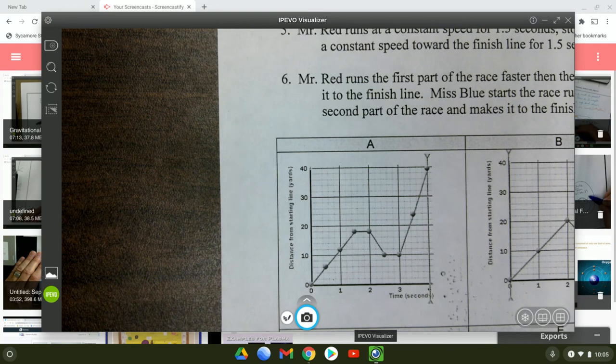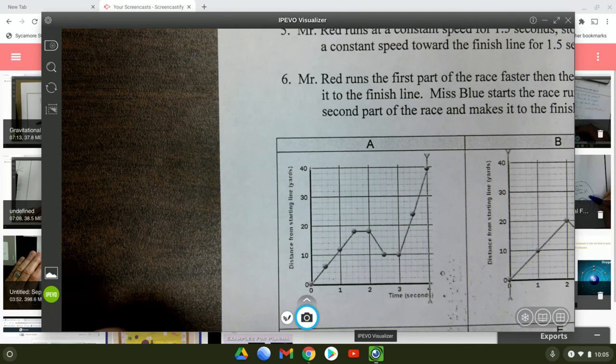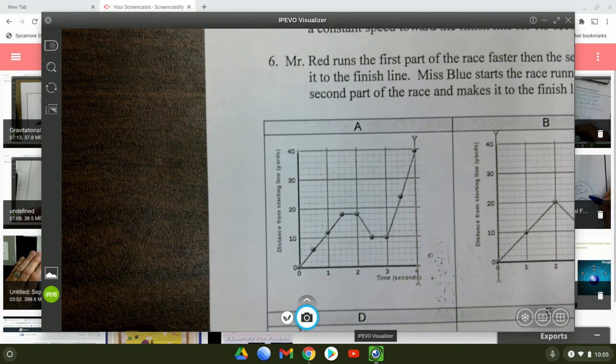Today, we are going to go over distance time graphs. Basically, it's a motion graph that shows you what a graph would look like if a person were moving. So, here's what I mean.